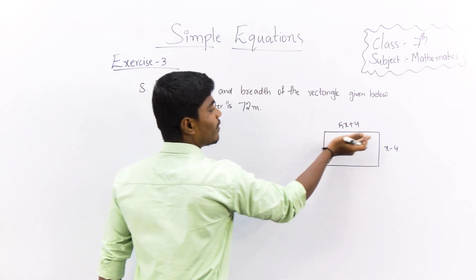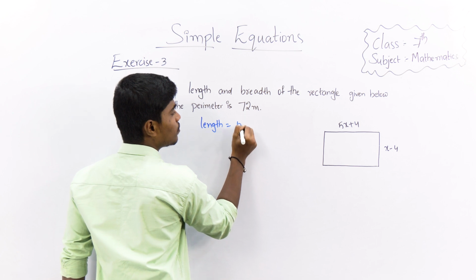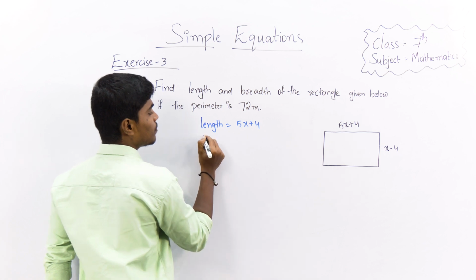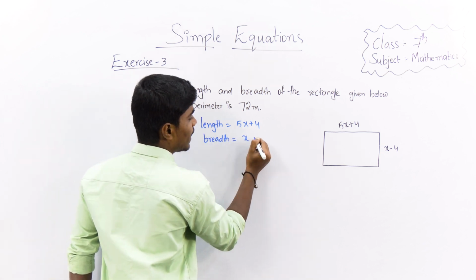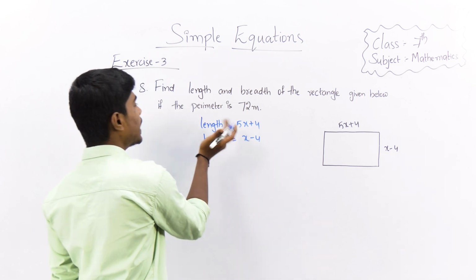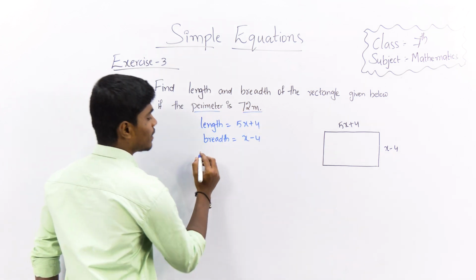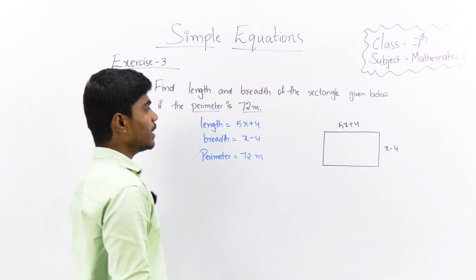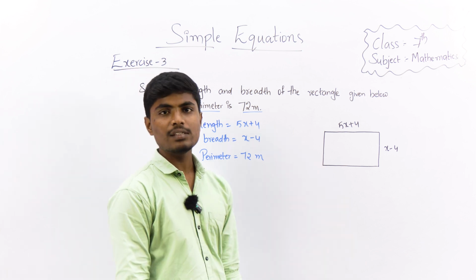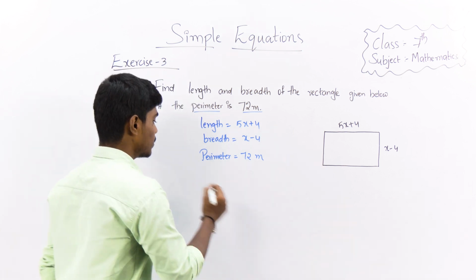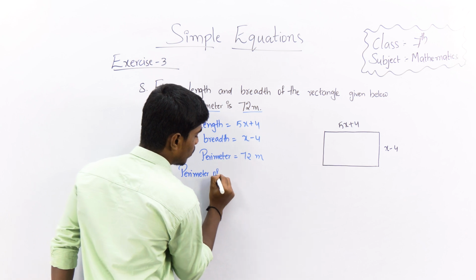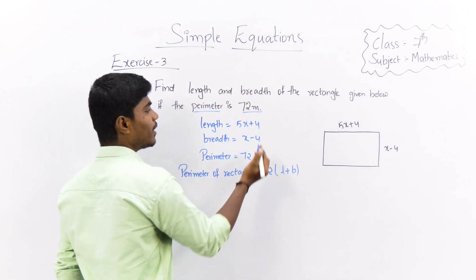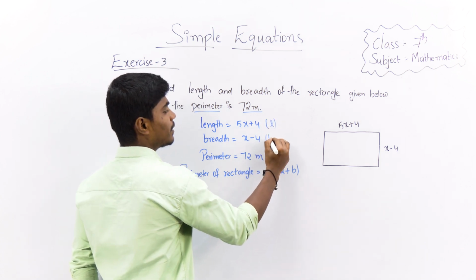Here he gave length is equal to 5x plus 4, and breadth is equal to x minus 4. He gave the perimeter as 72 meters. We know the perimeter of a rectangle is 2 of L plus B, where length is L and breadth is B.